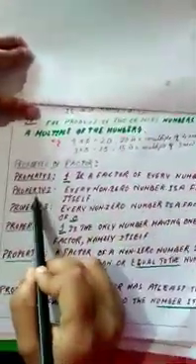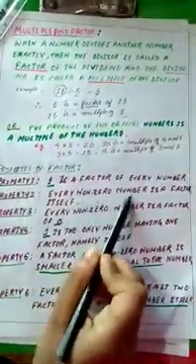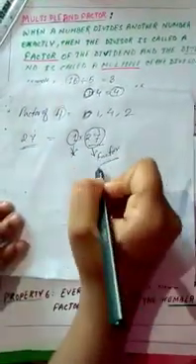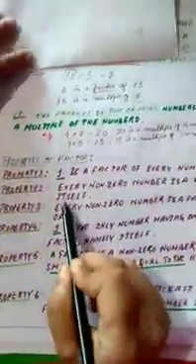And property number 2 is: every non-zero number is a factor of itself. See here, this 27 is a factor of itself, as 27 is equal to 27. So a number is also a factor of itself.